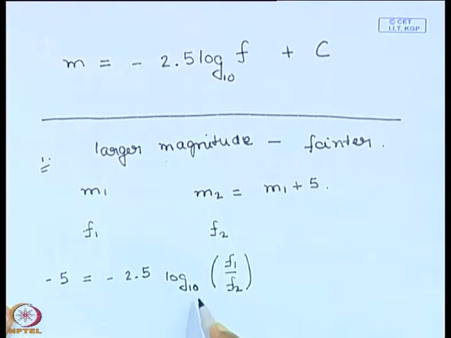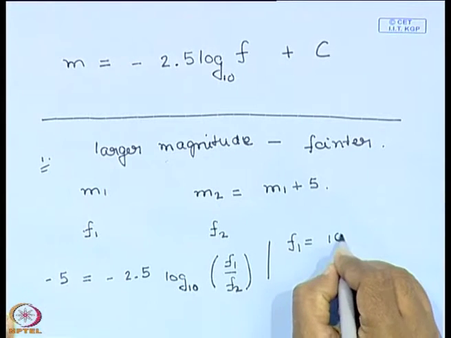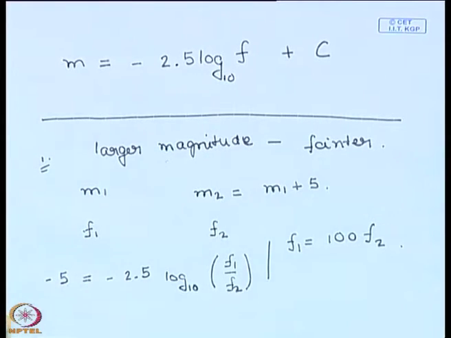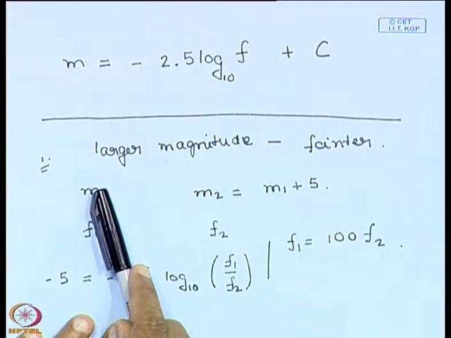So, you want the log base 10 of the ratio of the fluxes to be minus 2, which essentially tells us that F1 is equal to 100 F2. So, a magnitude difference of 5 corresponds to the flux going down by a factor of 100. So, this source is 100 times fainter than this source.